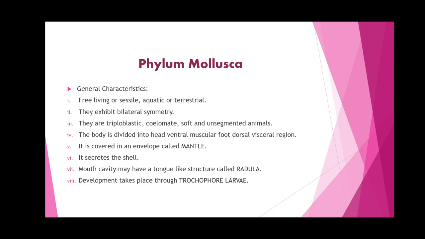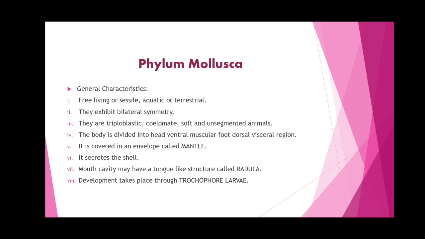Now, the third group that we are going to discuss today will be phylum Mollusca. If we talk about the general characteristics, the organisms belonging to this group are free living or sessile. It means they can move freely or they cannot move, so they are called sessile. Some of them are aquatic and some of them are also found on the land, so they are known as terrestrial and aquatic. Again, they have a bilateral symmetry.